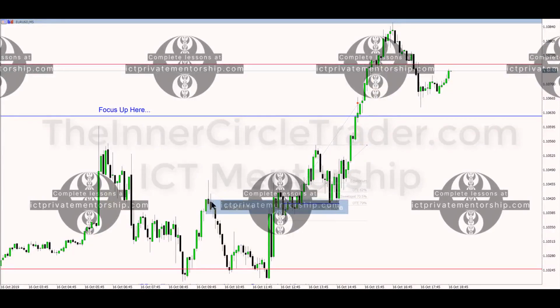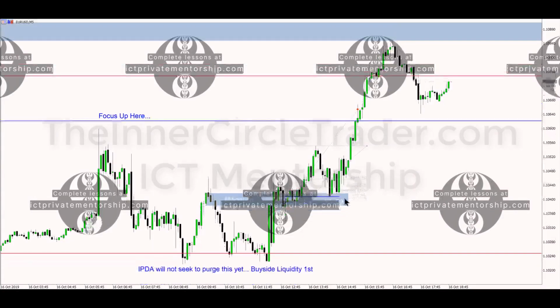We have the mitigation block. What makes this the mitigation block is the fact that we had, number one, the premise bullish on euro dollar, bearish on dollar, and we had a stop run down here. So price rallied through this high. If we had this low being much more significantly lower than this low here, then this would be deemed a bullish breaker. But because it doesn't really form the breaker here, it is a mitigation block.